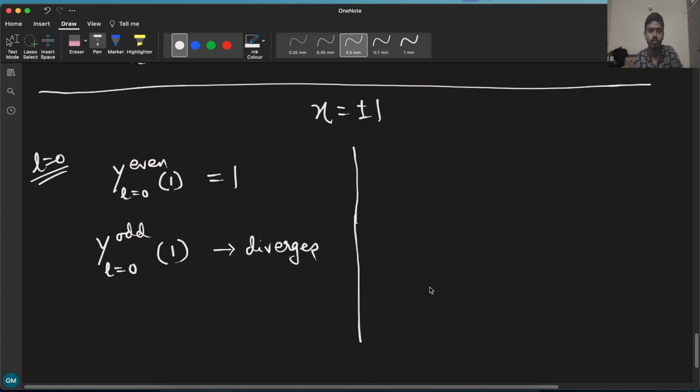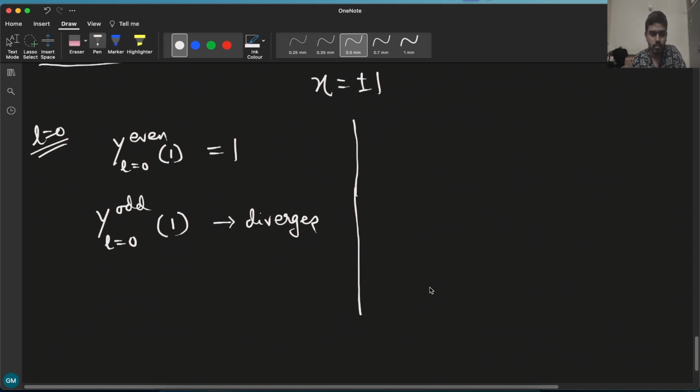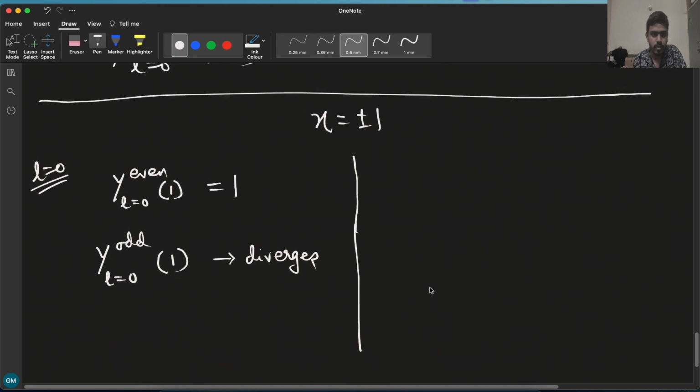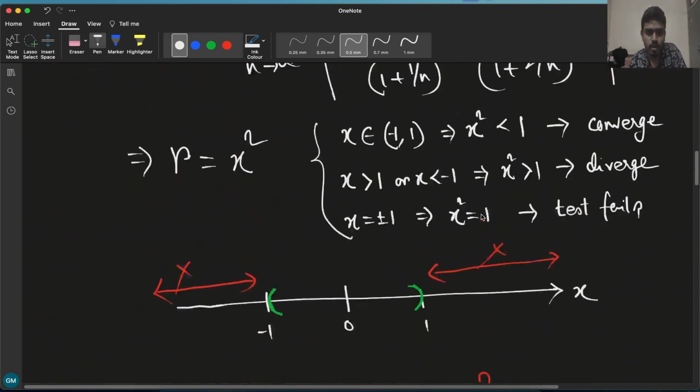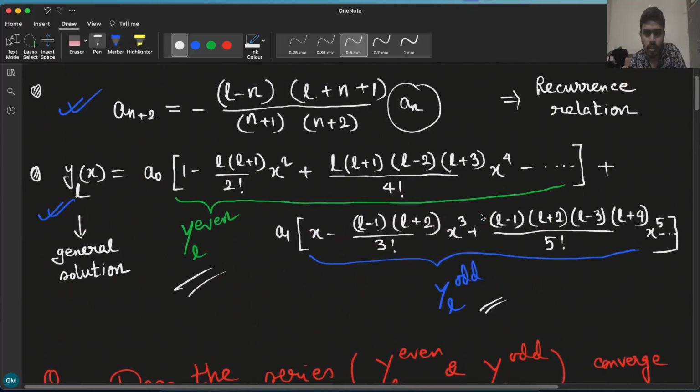Okay, similarly for L equals 1, y even, L equals 1. Let's see what happens. Okay, so L equals 1 now. So this is the series.